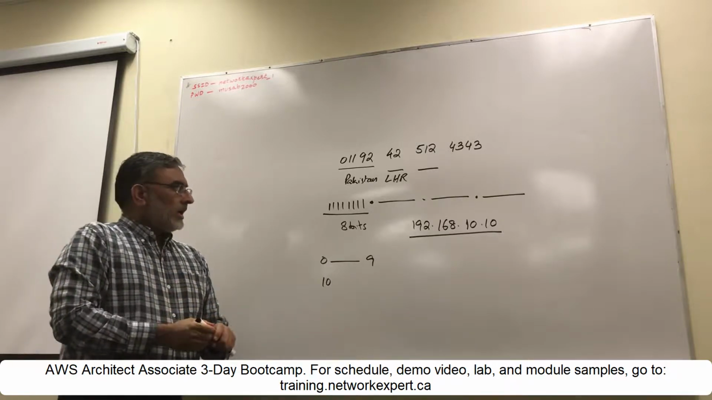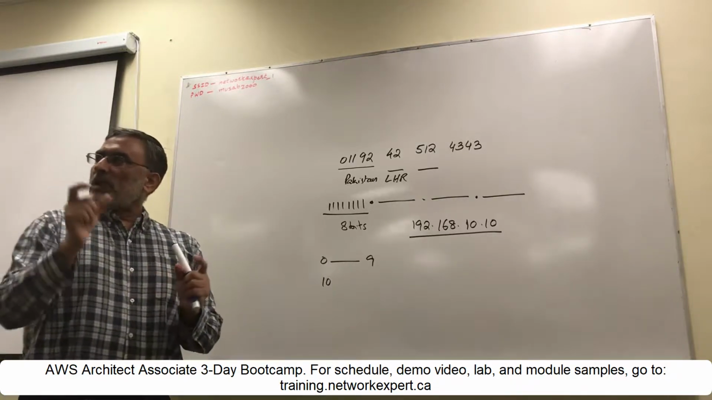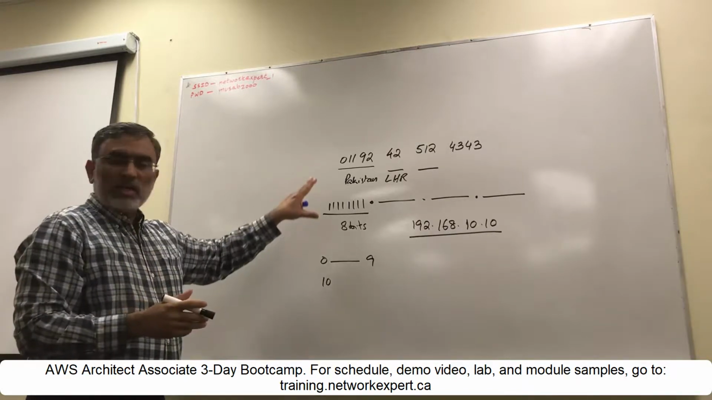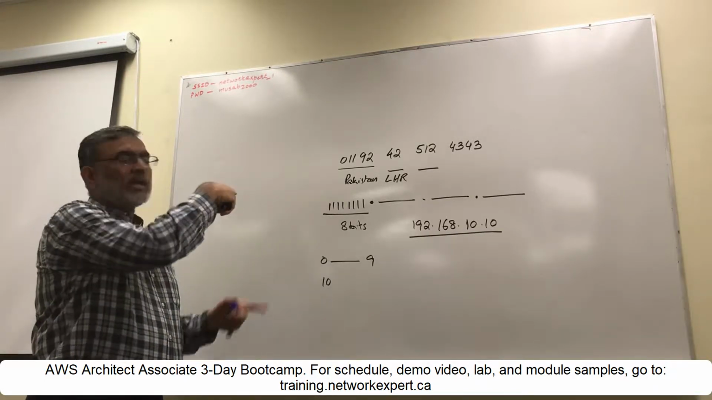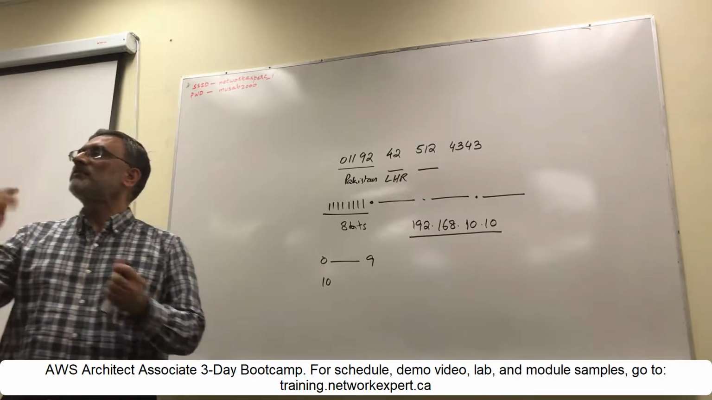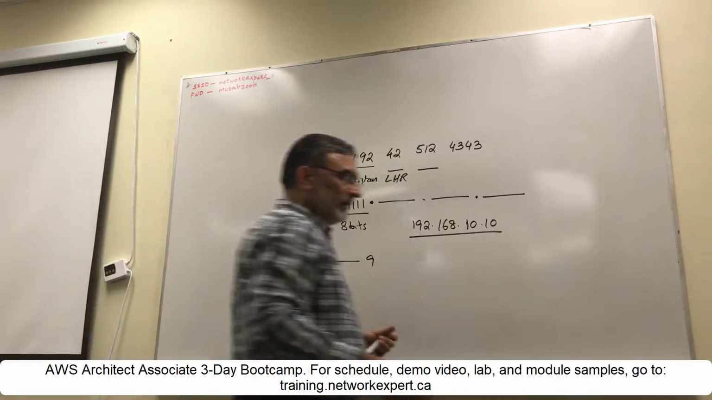Okay, so now I'm going to give you an example of how to change from decimal to binary and binary to decimal, and I'll go into a little more detail before we go into how IP version 4 has been classified into different classes. Okay.